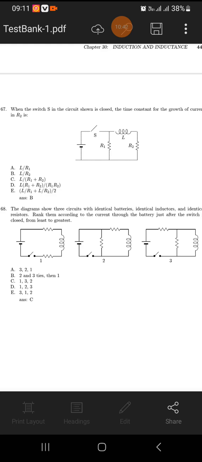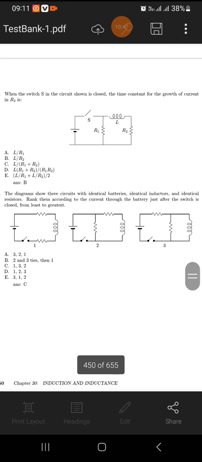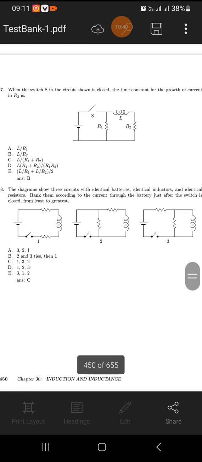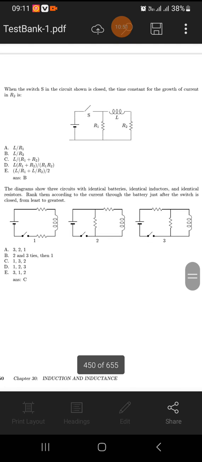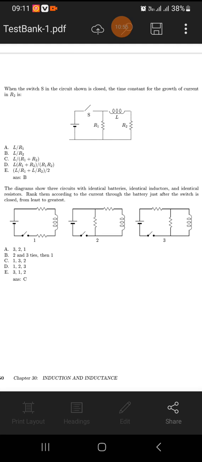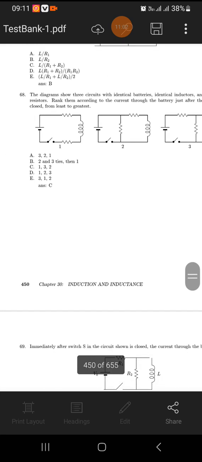The diagrams show 3 circuits with identical batteries, identical inductors, and identical resistors. Rank them according to the current through the battery just after the switch is closed, from least to greatest. So the answer is C. 1, 3, 2. Okay, I did this one.